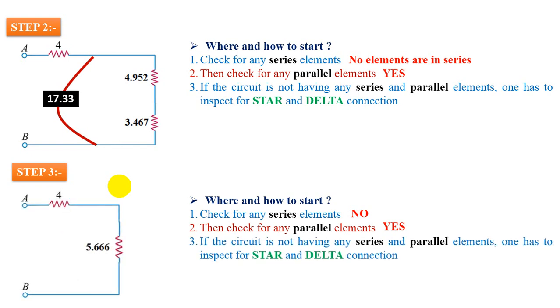It is 5.6666, and it's very easy here. 4 and 5.66 are just like your metro coach, connected one after the other, or just like 4 ohms is standing in front of 5.66, and they are in series, and the answer is 9.66 ohms.